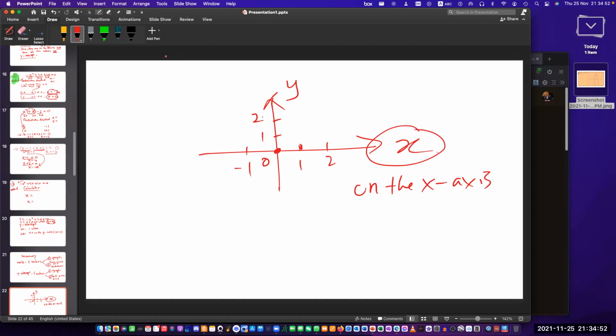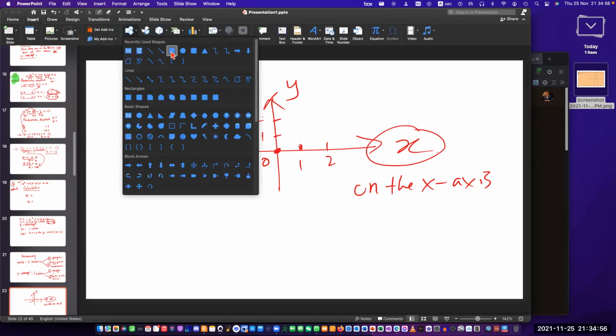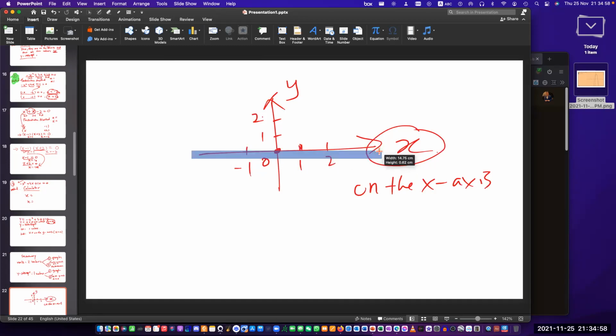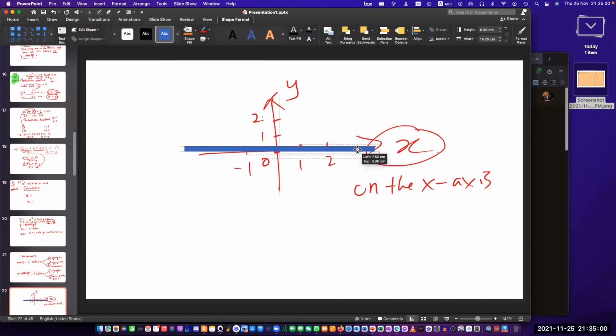So on the x-axis, what you do is you just insert a line. So this is the x-axis, right? But before you do the x-axis, probably you want to do it for this one first. So this is where your y is equal to 2, right? Yeah. So this is your y equals 2.